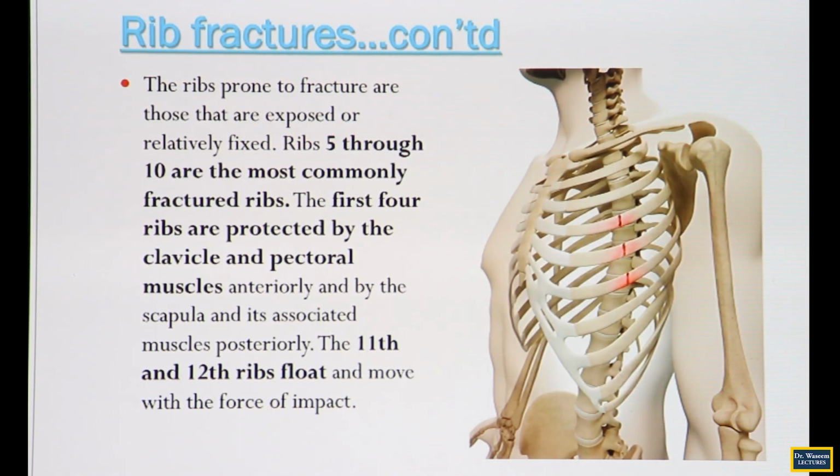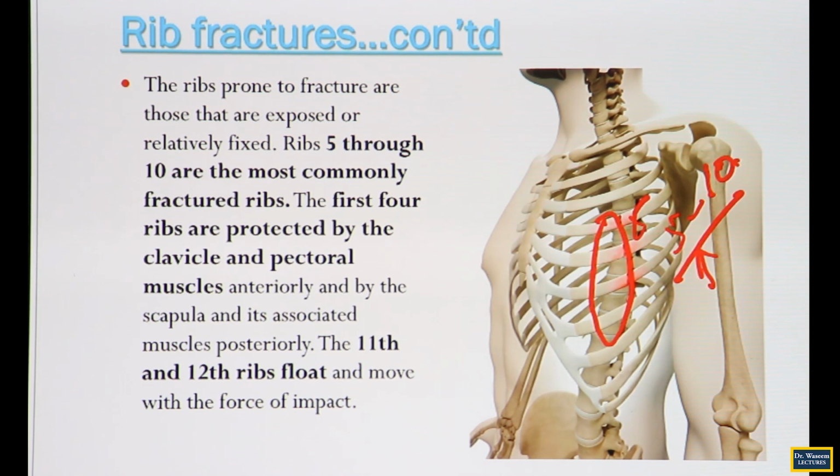And here especially you see the middle ribs. So, from 5, 6, 7, 8, 9, 10, the middle 6 ribs especially are most prone to get the fractures here. The reason is because they are less protected.